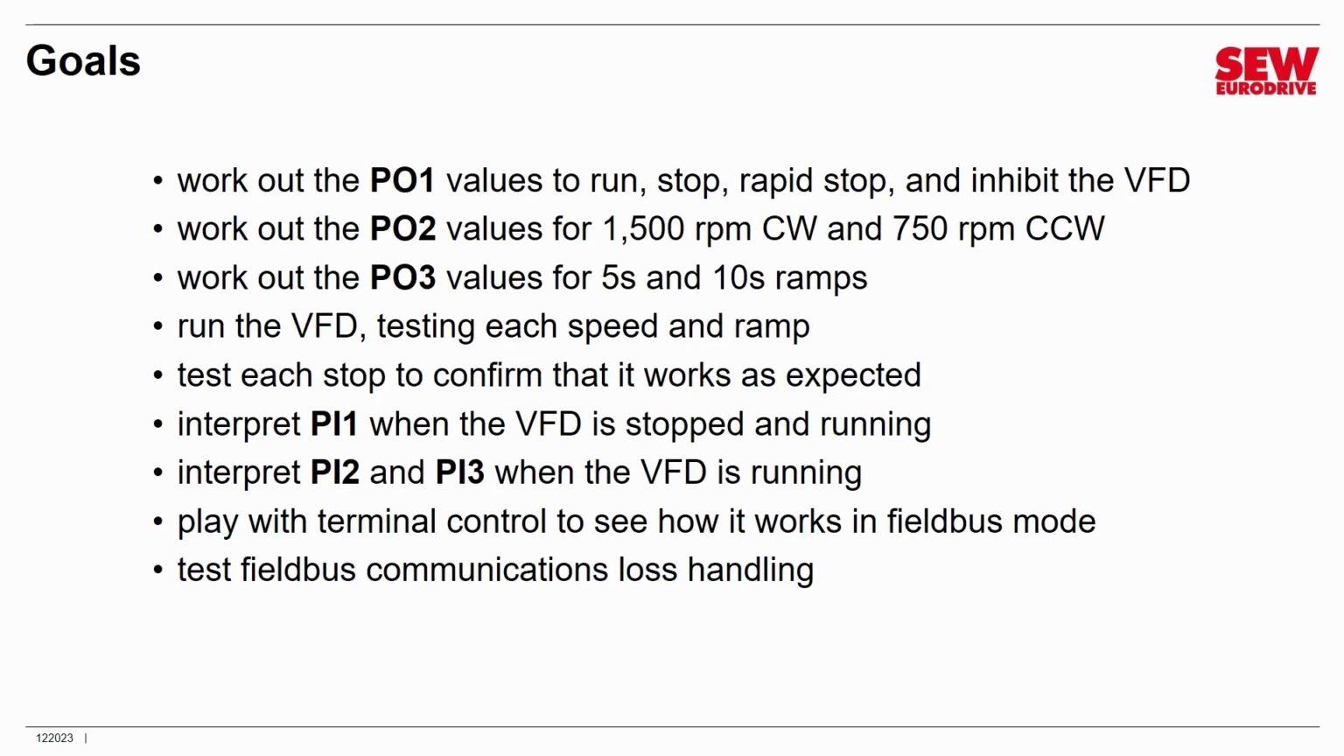Here's what we're going to do. I'm going to use my demo unit as I set it up last time with my Ethernet IP field bus card installed in it. I'm going to control it with the Ethernet Master Simulator. And here's what I'm going to do. I'm going to work out the PO1 values to run, stop, rapid stop, and inhibit the VFD. I'm going to work out the PO2 values to run my VFD at 1500 RPM clockwise and 750 RPM counterclockwise. I'm going to work out the PO3 values for a 5-second and 10-second ramp.